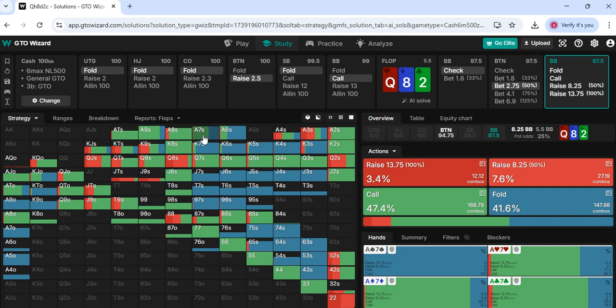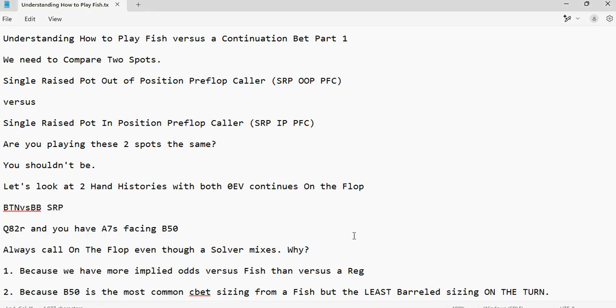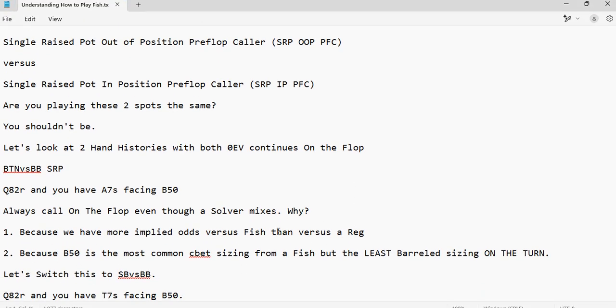Well, in order to understand the flop, we first have to go to the turn. What do we know about fish? We know when a fish bets 50% on the flop, it is the least barreled size on the turn. We also know that we have more implied odds versus a fish than versus a reg. So continuing more on the flop when we are in position as the pre-flop caller makes sense because of these two reasons. The fish, when they bet 50 on the flop, will barrel the least on the turn with that sizing, and also because we have more implied odds.